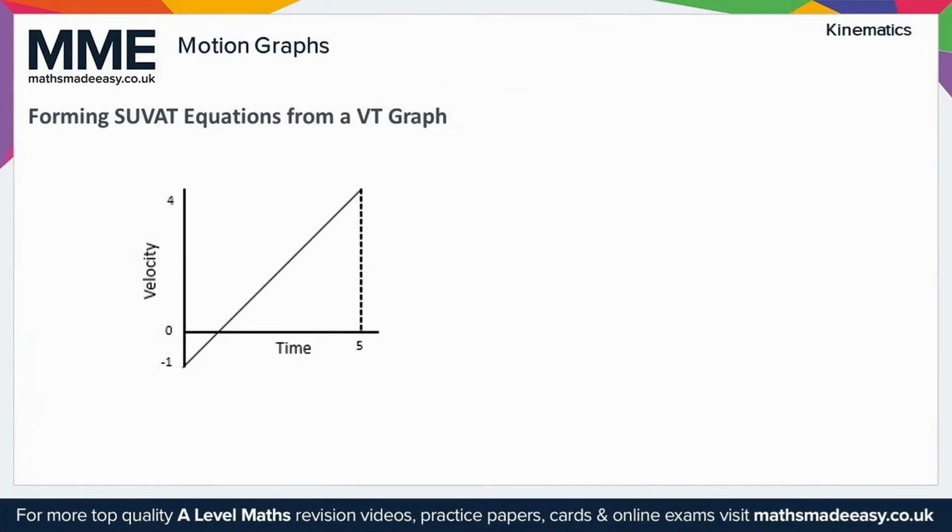So forming Suvat equations from a velocity time graph. You might look at this graph and think there's not a whole lot of information there at the moment, but we can actually figure out all of our Suvat variables from it. So there's a couple that are quite easy. Well, t straight away starts at 0, ends at 5, so t is 5 seconds. You can read that one straight off.